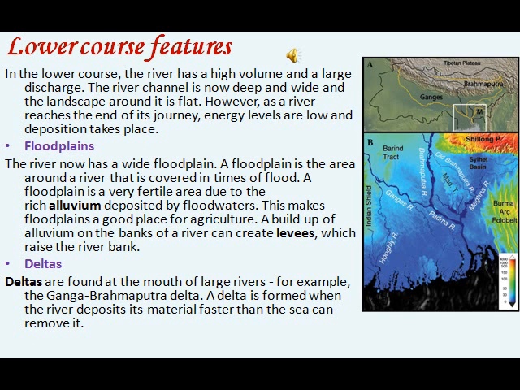A floodplain is a very fertile area due to the rich alluvium deposited by flood waters. This makes a floodplain a good place for agriculture. A buildup of alluvium on the bank of a river can create levees which raise the river bank. Deltas. Deltas are found at the mouth of large rivers, for example, the Ganga Brahmaputra Delta. A delta is formed when the river deposits its material faster than the sea can remove it.